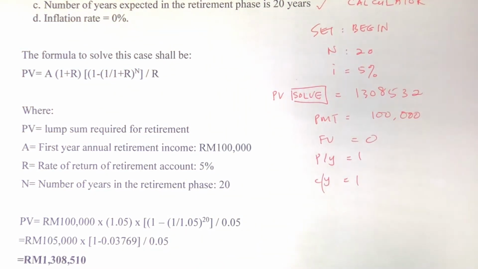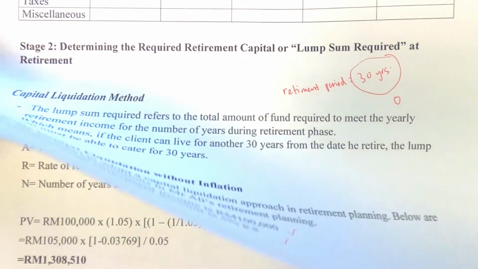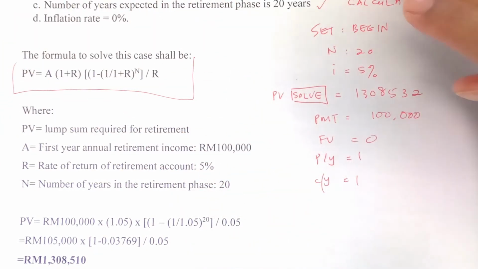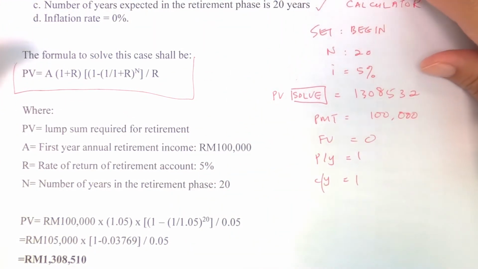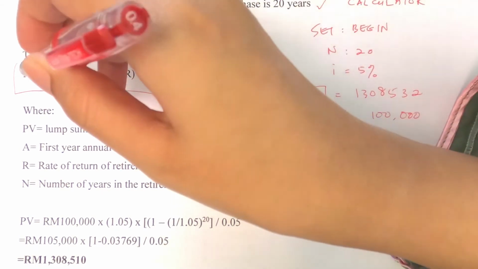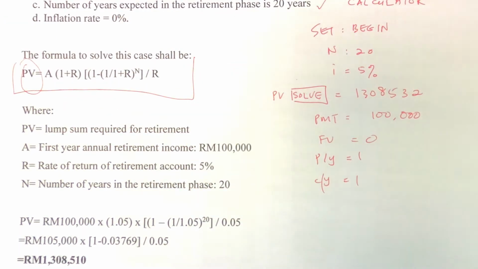And this is actually the formula for the capital liquidation method. Alright, so this is the formula, and during the exam all of the formulas will be given to you, especially during the professional exam. So what actually is meant by this formula? The PV means the lump sum required for retirement. This is what we want to get basically.